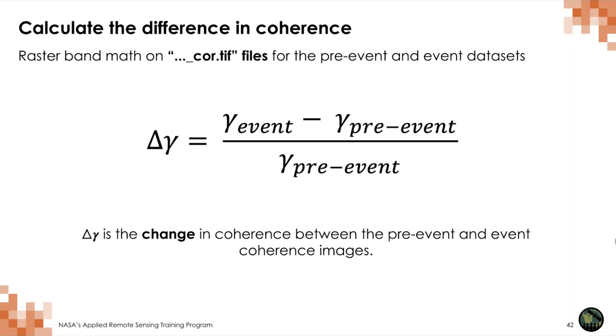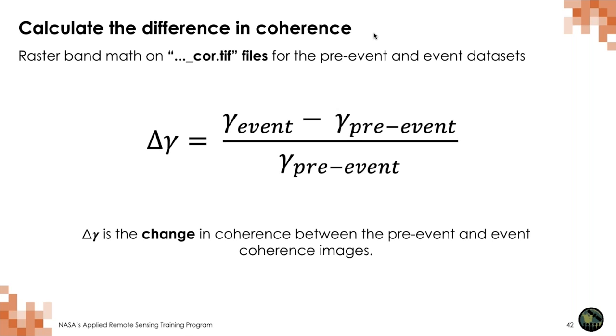So we've downloaded our processed InSAR coherence data. We've unzipped the files. And now we're looking at the contents of the files for one ending in the suffix underscore cor.tif. This stands for correlation, but these are our coherence images. Like I said, these terms are often used interchangeably.